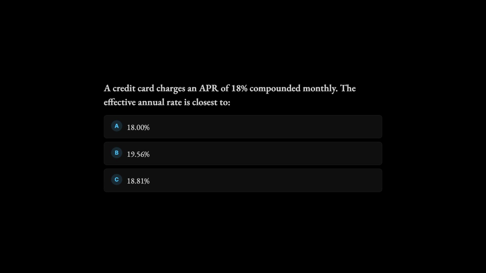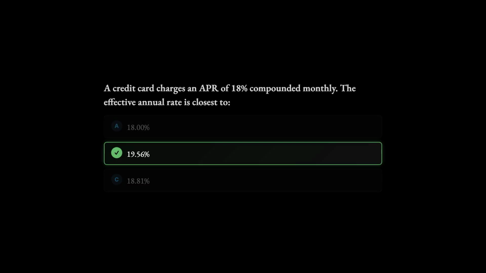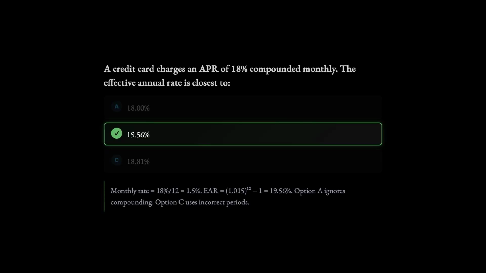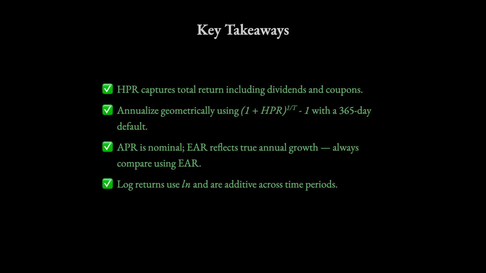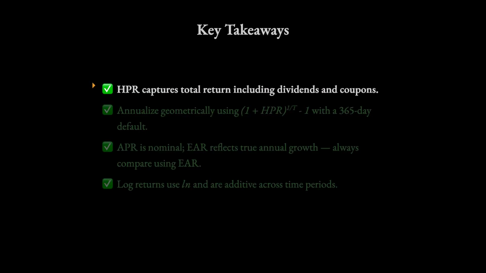The periodic monthly rate is 18 divided by 12, which gives us 1.5%. So EAR equals 1.015 raised to the 12th power minus 1, which is 19.56%. The correct answer is B. Option A simply restates the APR and ignores compounding entirely, while option C likely results from using the wrong number of compounding periods.